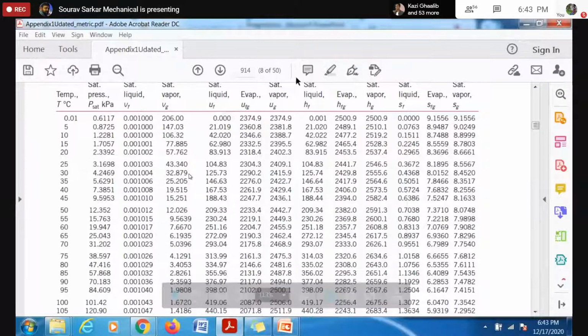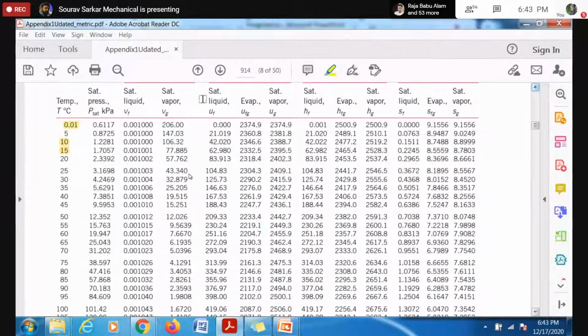If you see, this is a temperature table. The temperatures are 0.01 degrees Celsius, 5 degrees Celsius, 10 degrees Celsius, 15 degrees Celsius, and so on. And what is on the right side? Can you tell me what the second column is? What is the meaning of the second column?